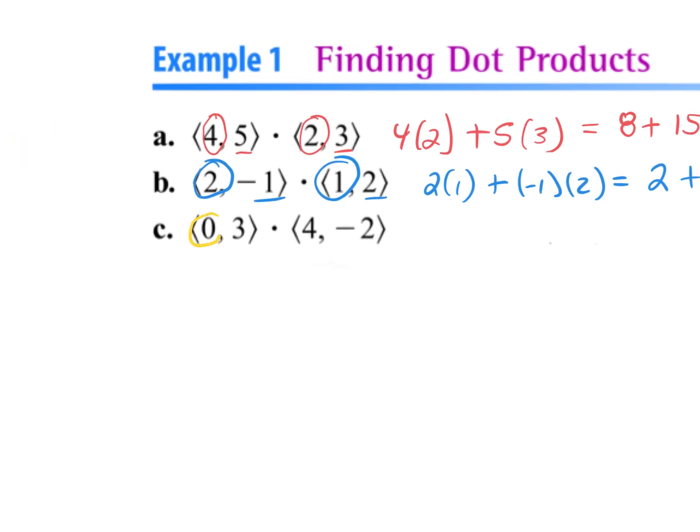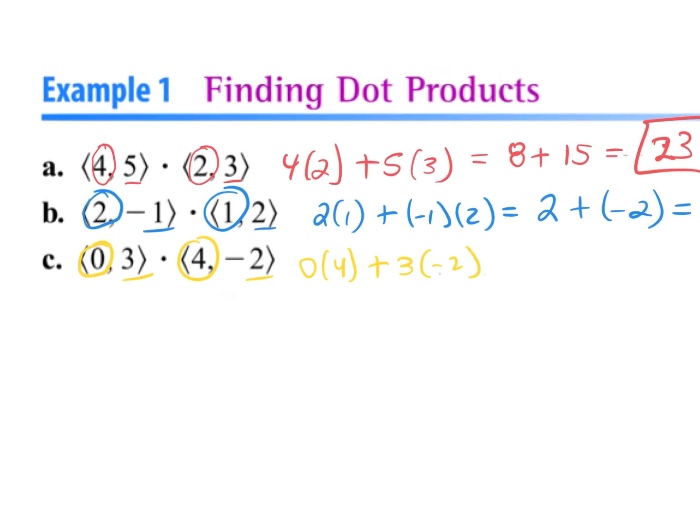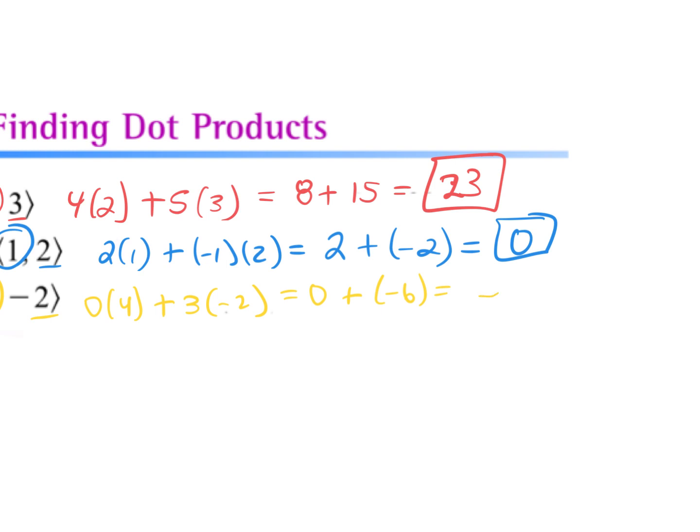Dot product. 0 times 4 plus 3 times -2. Do you guys see how I'm writing out my work? This is not math that is so hard for you guys to do, but I need to see the steps on how you get your answer. So you're showing me the process to find the dot product. This is showing your work. 0 times 4 is 0, plus 3 times -2 is -6. So your dot product here is -6.